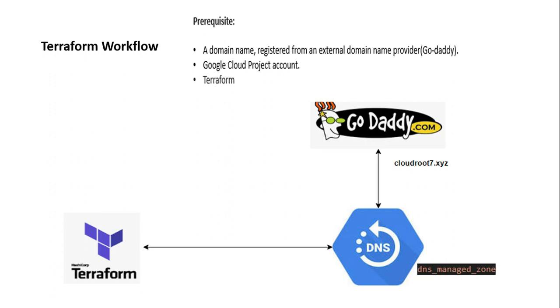As I said earlier, my domain is registered under GoDaddy. The domain name is called cloudroot7.xyz. Once the managed zone record is created, after that I have to update the name servers in GoDaddy. This entire operation I am performing through Terraform.